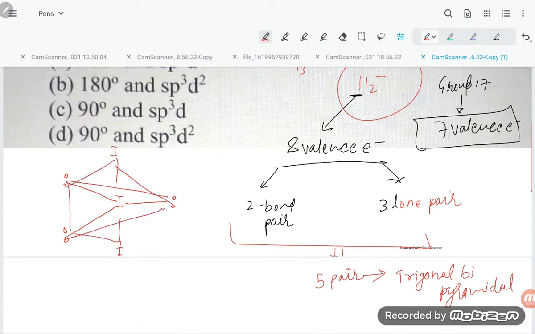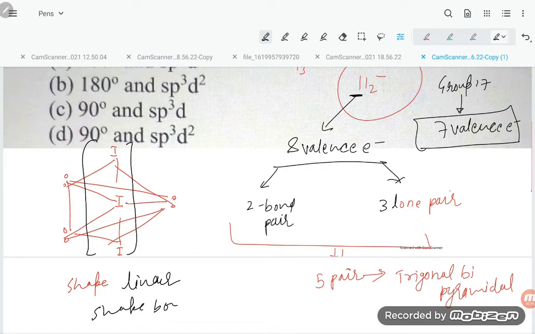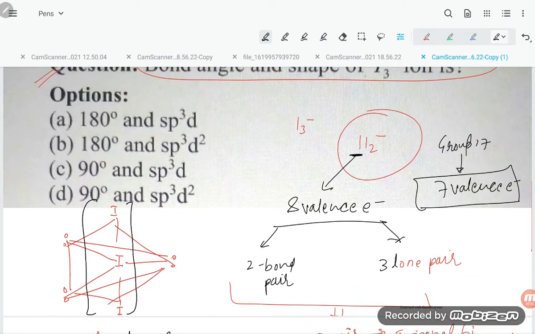Now they will ask the shape. What is the shape, student? Lone pair electrons do not participate in the bond formation, so the shape is linear. So the bond angle is how much, student? 180 degrees. So C and D are wrong, and now A and B are left.